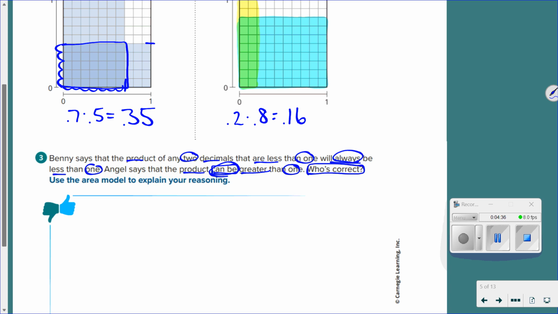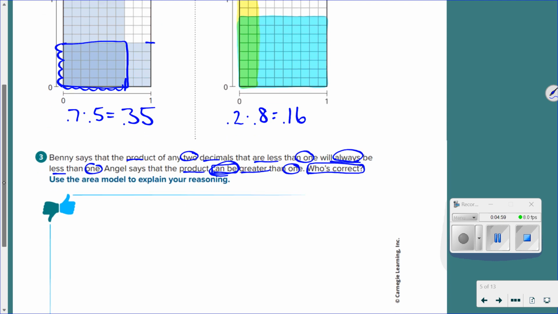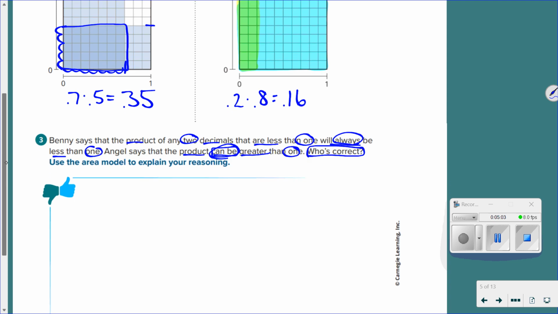Now, the hint they gave you using the area model is actually really big. Because think about this. If I'm using my area model and both of my numbers are under 1, which is what he said, both of them are less than 1, is there any way I'm going to get a number in my grid that's bigger than 1? No. It can be equivalent to 1, but not bigger. Couldn't even be equivalent because the decimal is going to be less than 1. Could be an infinite number of 9s in my decimal places. It still doesn't reach 1, so I will never make it. So in this case, Benny is correct.